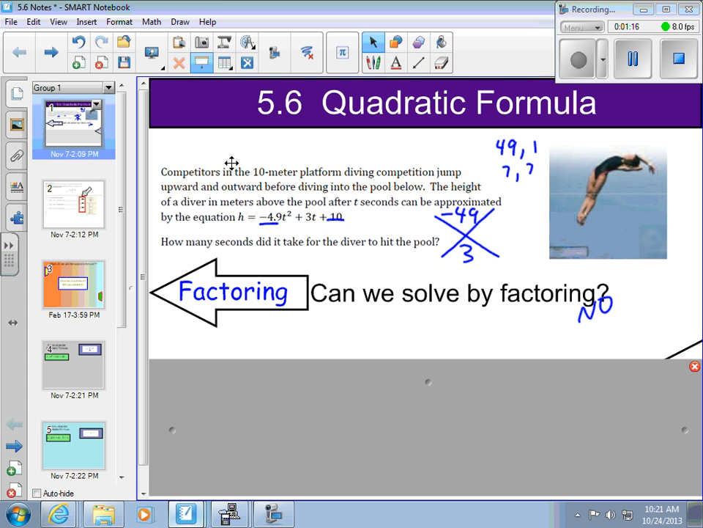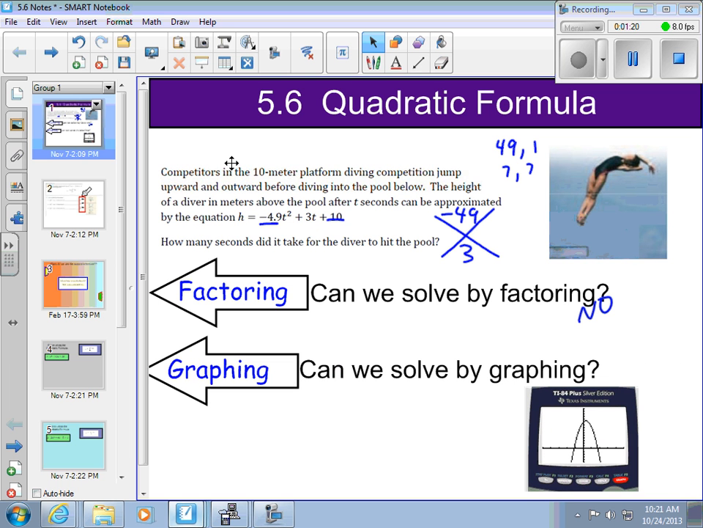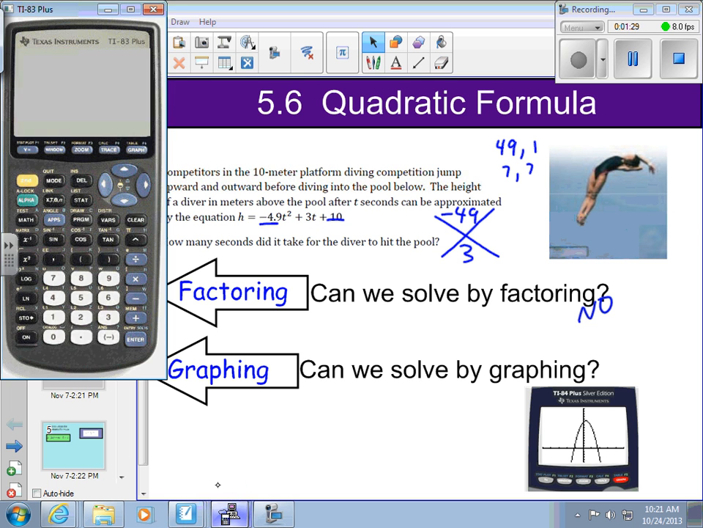Another way we've looked at doing these so far would be graphing. Could we graph this one and solve it? Well, we could probably approximate it, so let's see what we'd get that way. We've graphed these before, so if you go on your grapher and enter in this equation, as I've done here, and hit graph, we can see the graph of it. It says how many seconds did it take for the diver to hit the pool?